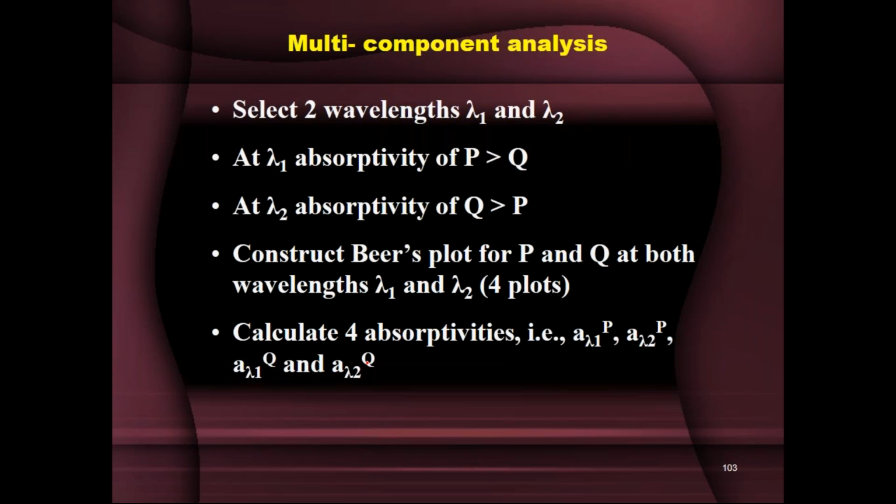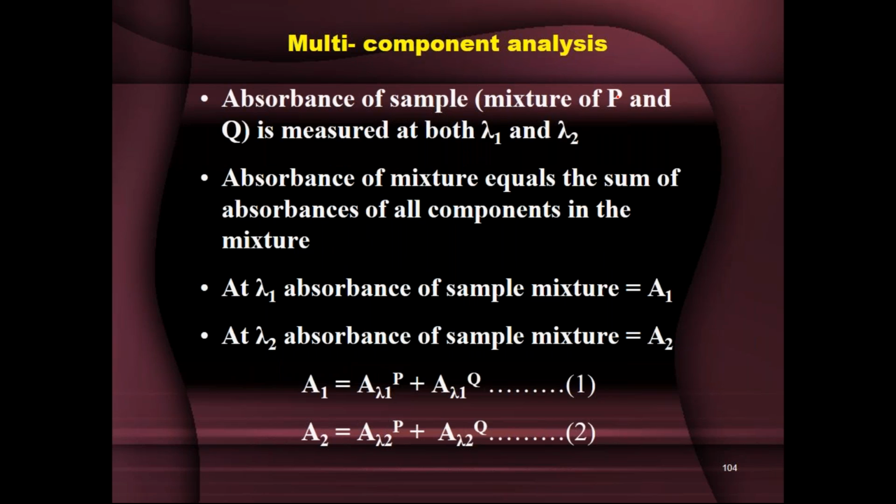So once we have calculated all this, now we go for sample analysis. So you will take your sample, which is a mixture of P and Q. You will measure the absorbance of the sample at lambda 1 and at lambda 2. So at both, you are going to measure the absorbance.